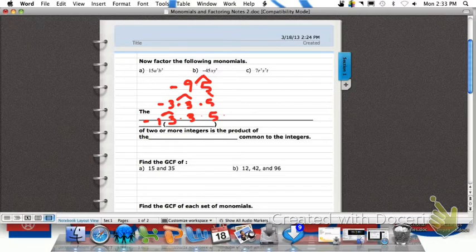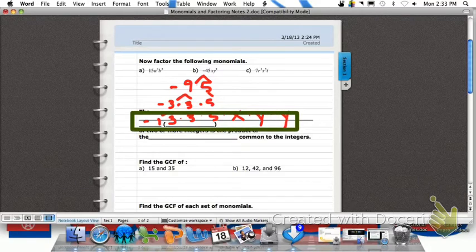Now we can't forget about the x. How many x's do I have? I have 1 x, so that comes down. And then how many y's? I have 2 y's. Times y times y. So there are my prime factors of negative 45xy squared.